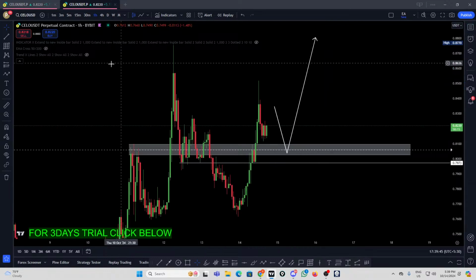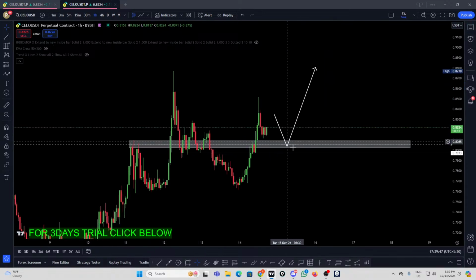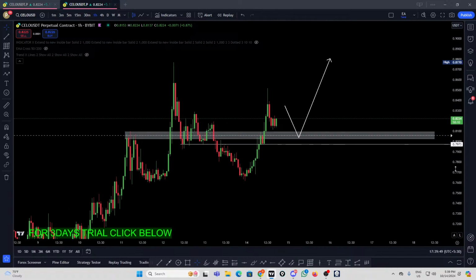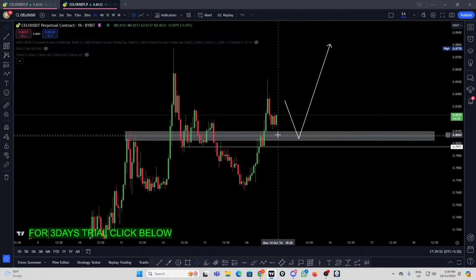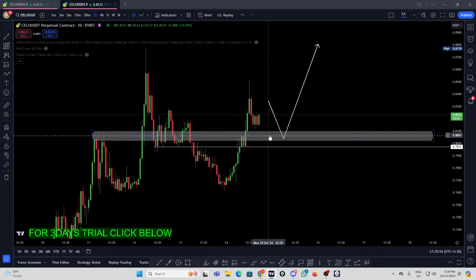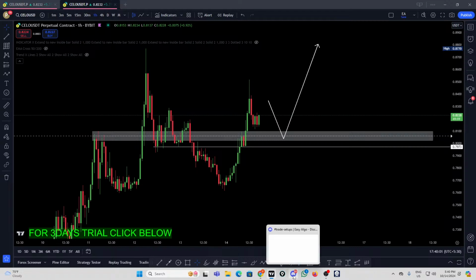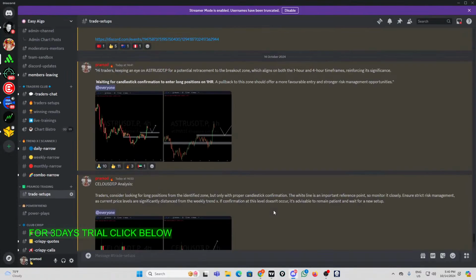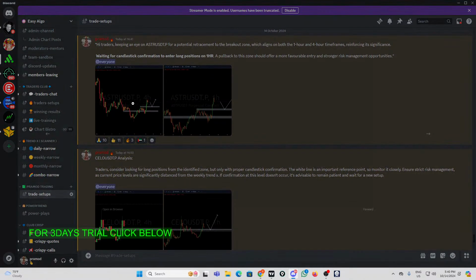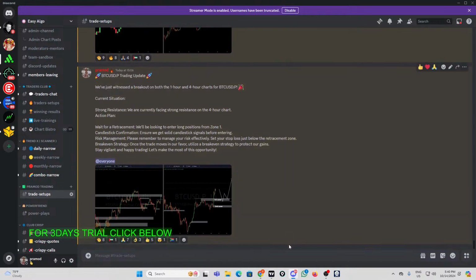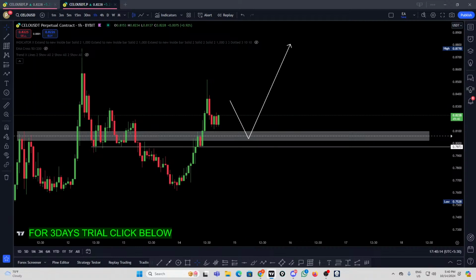So CELO USDT, here I posted this in the group, so you can look for long positions from this level. I hope it will come here. So I'll just show you guys, if you're new. I'll be posting in our group every day in this way. All right, so guys, wait for it to reach here. I hope it will come.